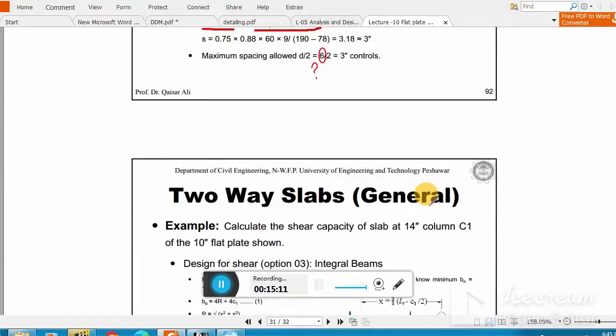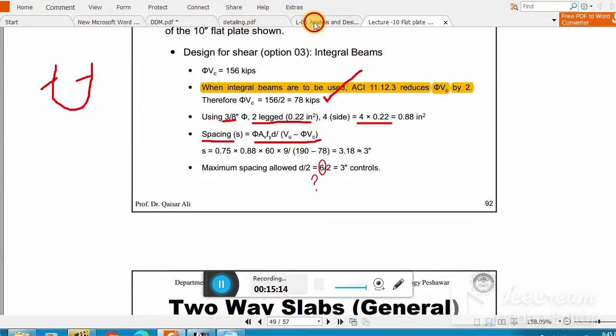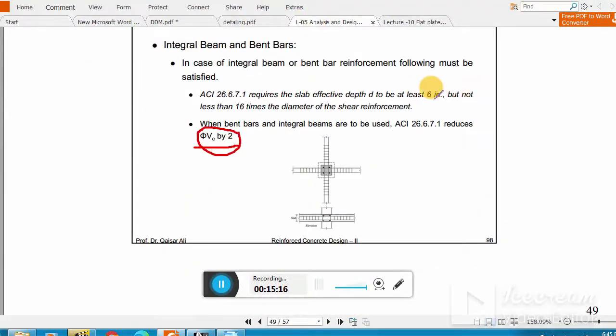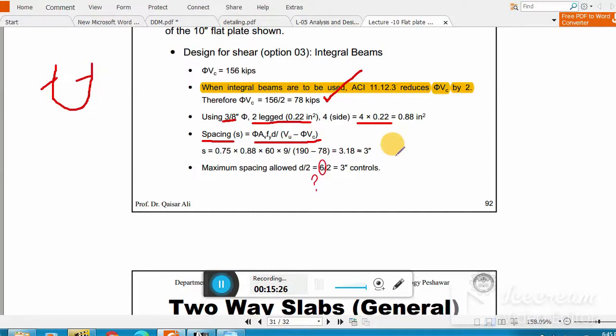So this is very important, and this is the condition of basically your ACI. Remember here, least of 6 inch or 16 times. So this will govern. Okay, you don't need to use that 9 inch. Okay, and you must confirm this as well. This will be 3 inch, and here you also got 3 inch. So this means that we have to place number 3 at the rate of 3 inch center to center.